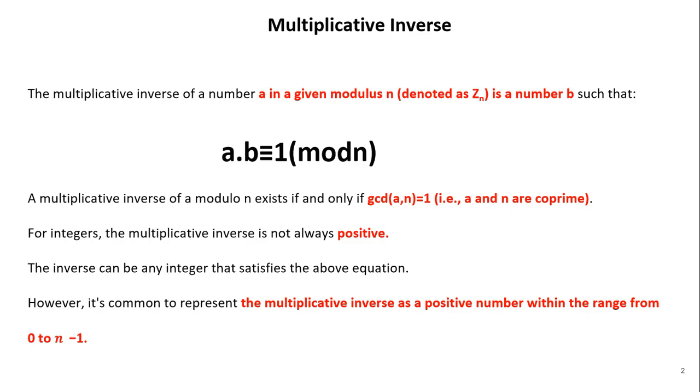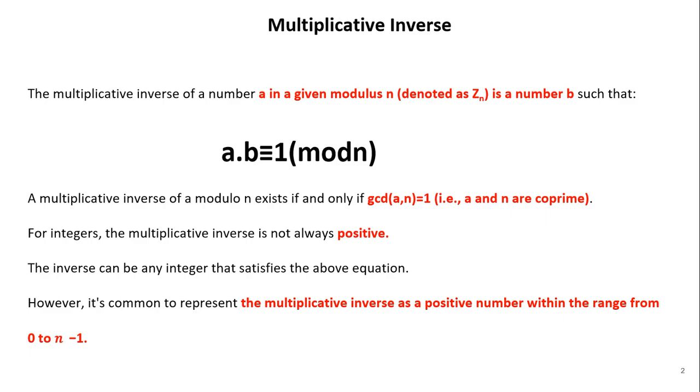The multiplicative inverse of a number a in a given modulo n, denoted as Zn, is a number b such that a times b is congruent to 1 mod n. A multiplicative inverse of a modulo n exists if and only if a and n are co-prime to each other, that is, their GCD is 1.